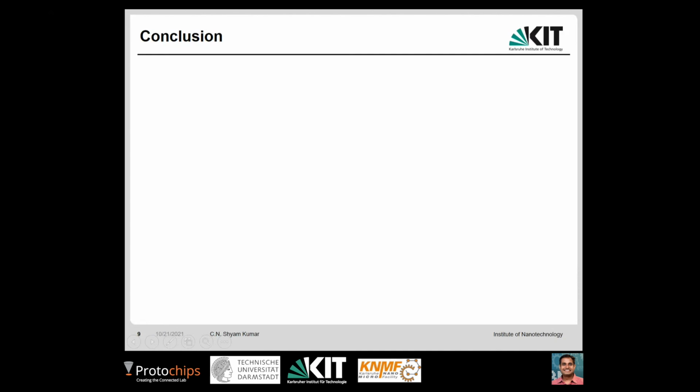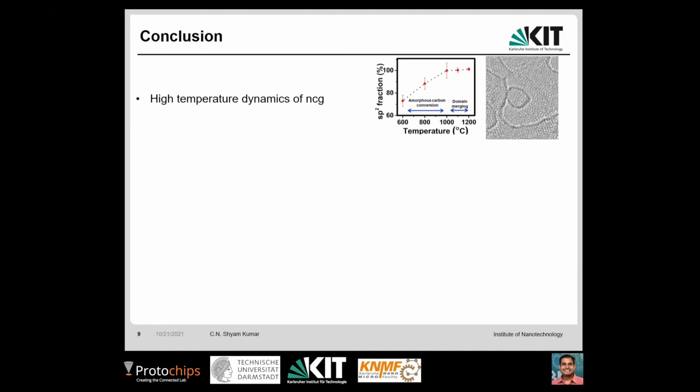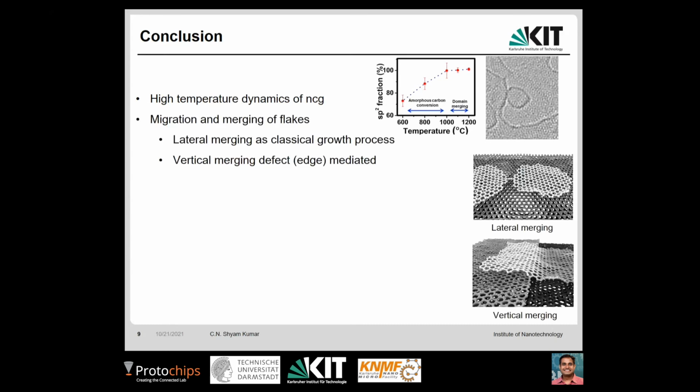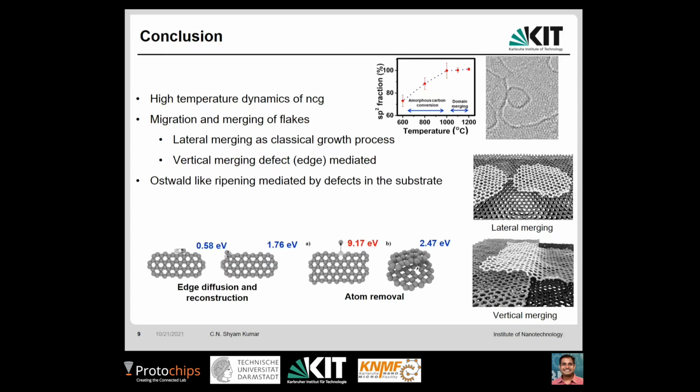So to conclude, we could look into the high temperature dynamics of NCG using the Fusion holder from Protochips. We identified migration and merging as a prominent growth mechanism at these high temperatures, where you have both lateral material transfer as well as vertical material transfer happening. And also we could see Ostwald-like ripening in this material at high temperatures as another growth mechanism.